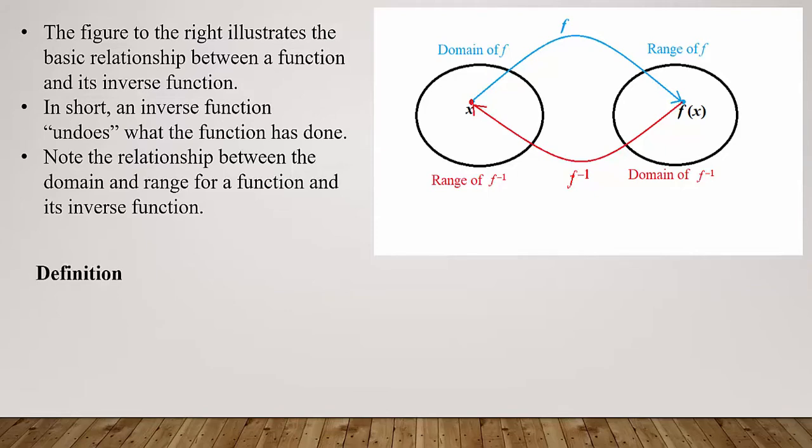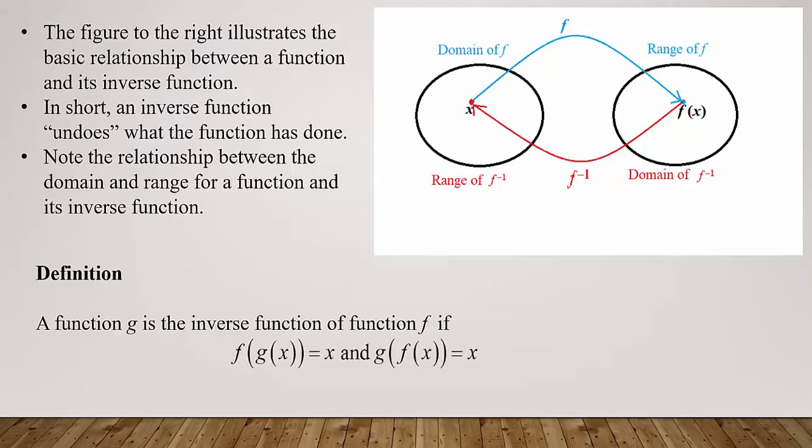And let's revisit this old definition that you would have seen way back in college algebra. We say a function g is the inverse function of function f if, when you do the composition f of g of x, you get x, and when you do the composition g of f of x, you get x. Both compositions have to produce x. And then function g can be denoted by the inverse function notation, f inverse.